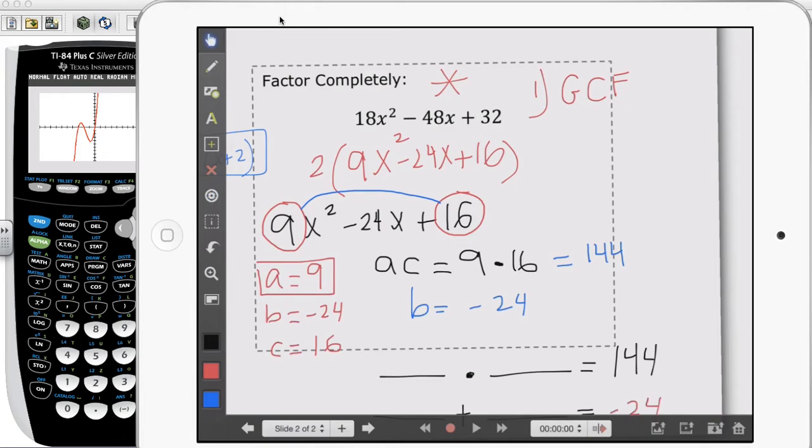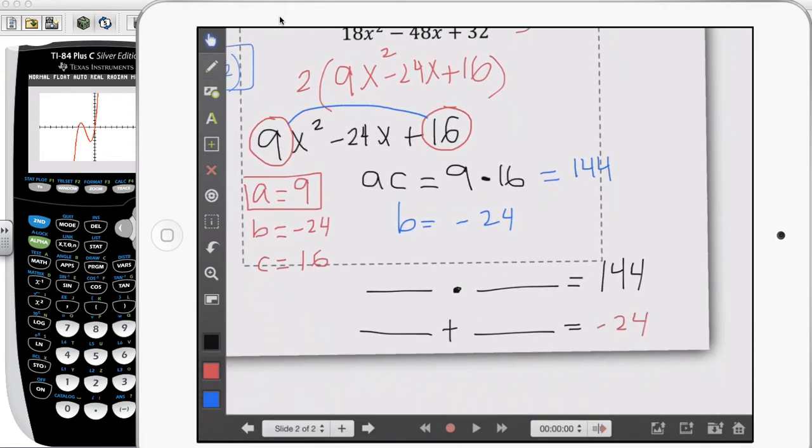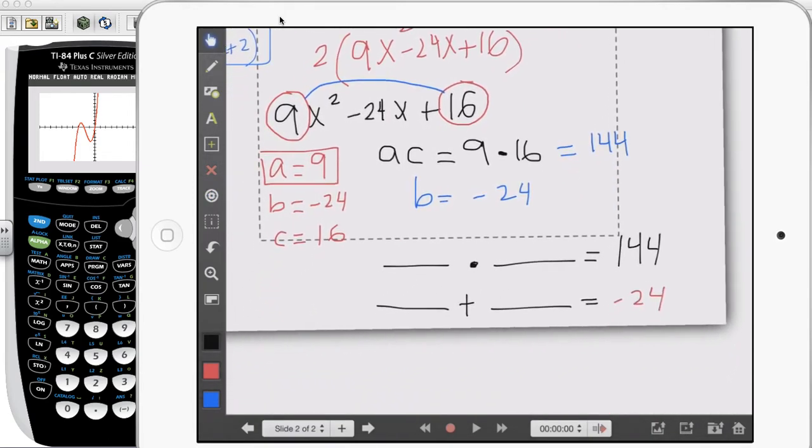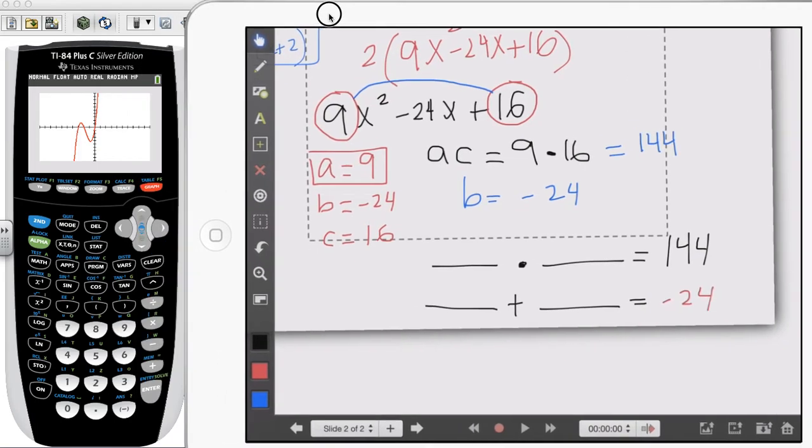So you need to pay attention to whether A is 1 or not. Now, as you can see, 144 is a big number, right? So I'm going to teach you something that you can use on the calculator to help you solve something like that and find the numbers. On your calculator, you go to Y and you put AC over X. When you multiplied AC, what did you get? 144. So it's 144 over x.